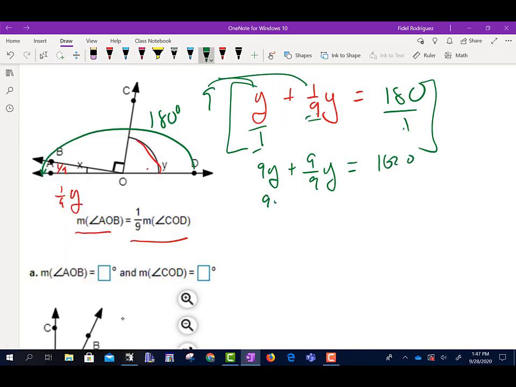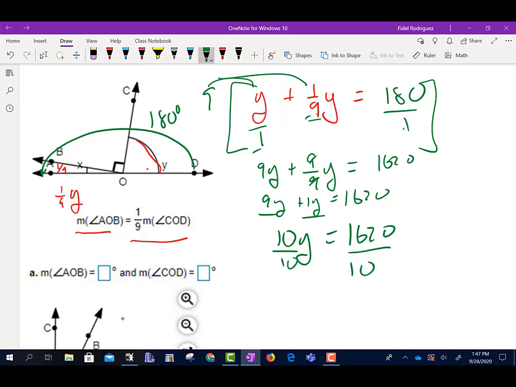So this is 9y. 9 over 9 is 1y, equals 1620. So 9y plus another y is 10y equals 1620. When I divide both sides by 10, I'm coming up with y is 162. So look at what angle y is. This angle right here is 162 degrees. That's the measure of angle COD.